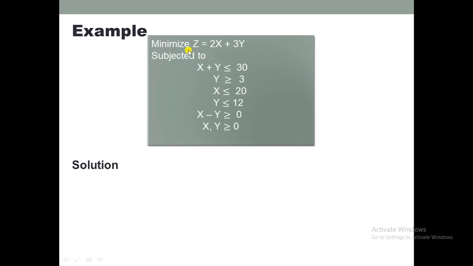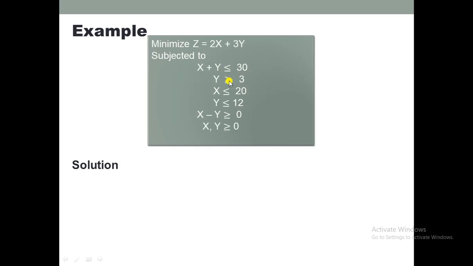Okay, so a simple problem is there: minimization of z equal to 2x plus 3y, subject to x plus y less than or equal to 30, y greater than or equal to 3, x less than or equal to 20, y less than or equal to 12, and x minus y greater than or equal to 0. So here we have taken such a problem that all the types of constraints are considered.